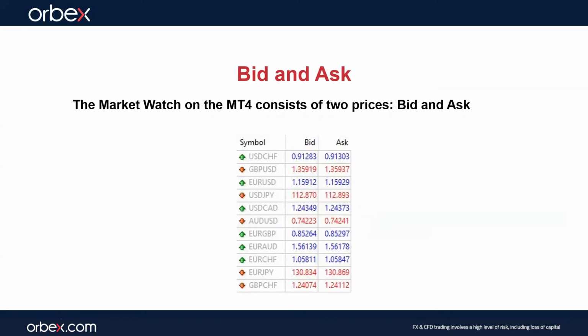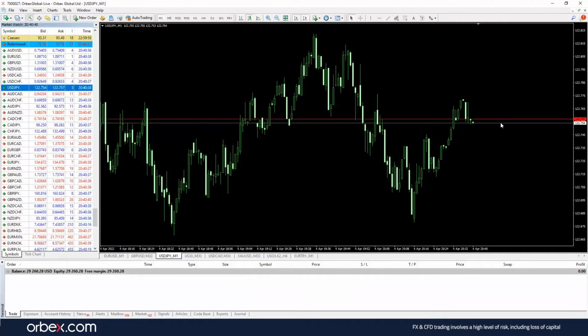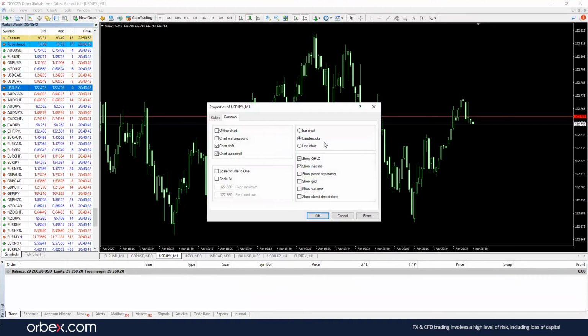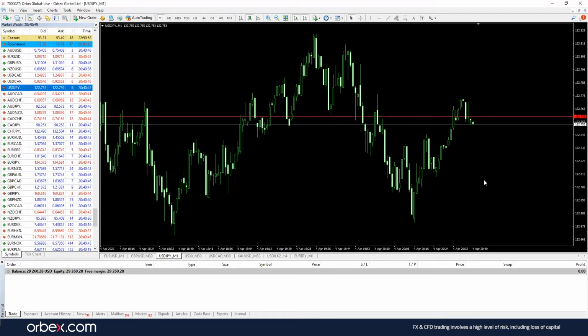So just to recap, we're looking at the bid and ask. With a sell position, the trade will open at the bid and close at the ask, and with a buy position, we open at the ask and close at the bid. To have full transparency, just right click, go to properties, and show that ask line. So there's no hidden agenda from your MT4 platform.